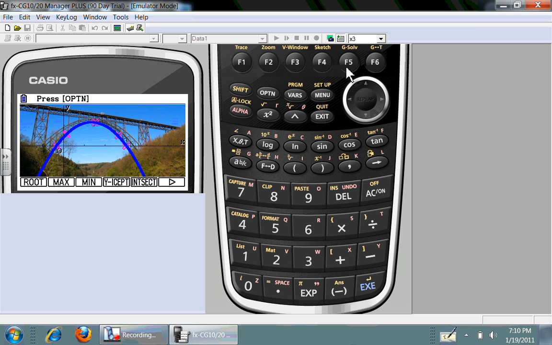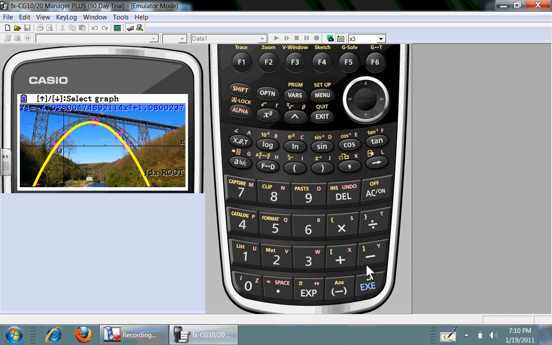So I just go G solve. I'll go over here. I want to find the integral between the roots. I did not press enter the first time. When it gives me the left bound, I'll press enter. It gives me the right bound. I will press over and enter. And there you have it.